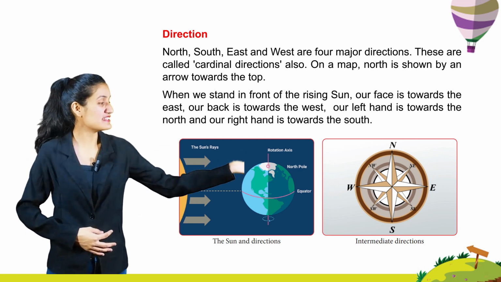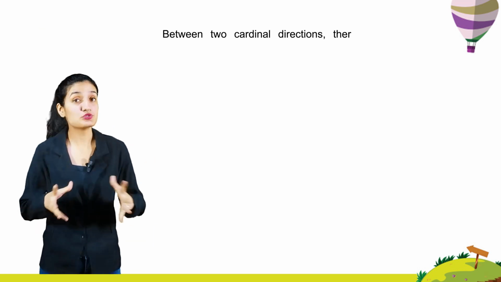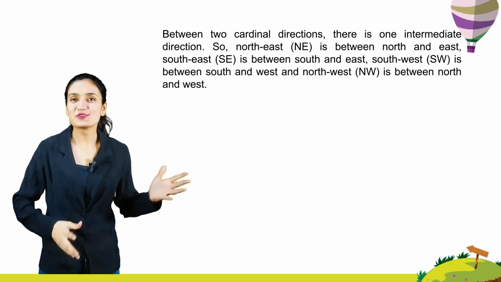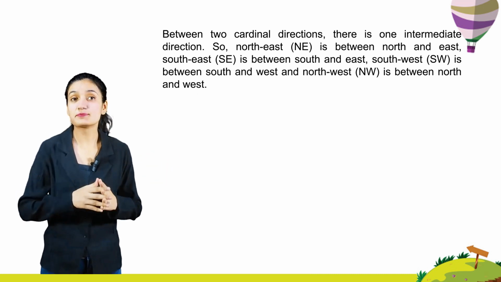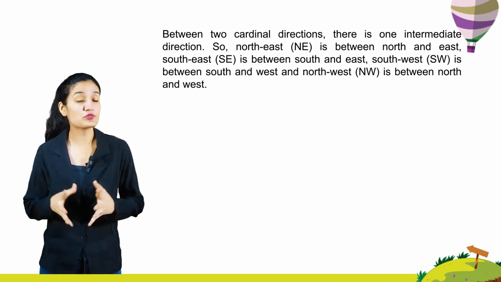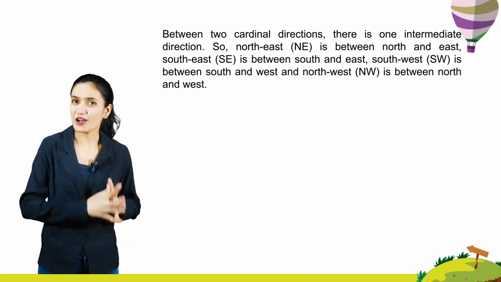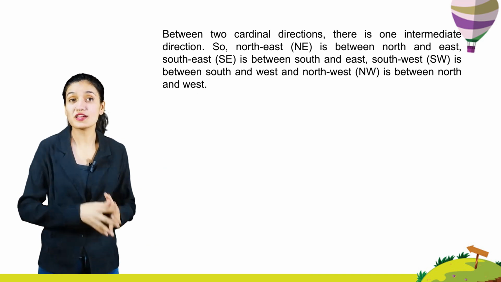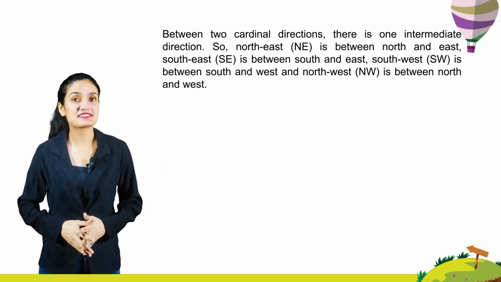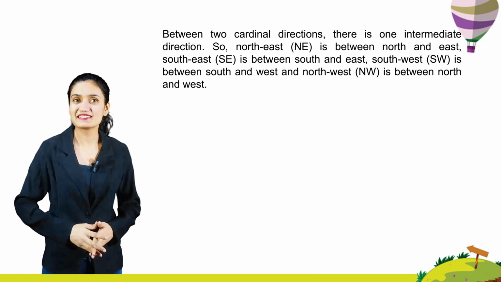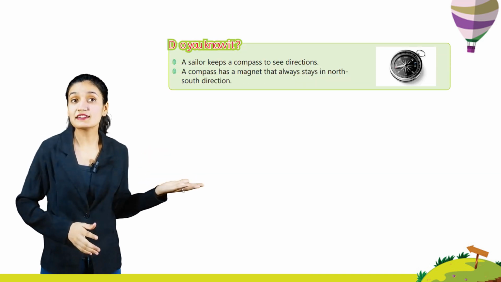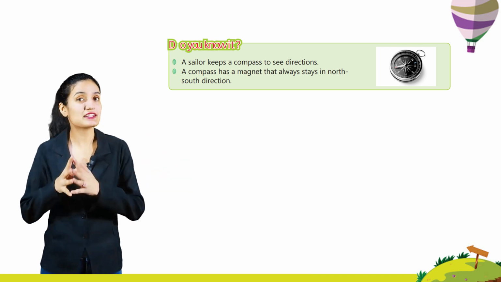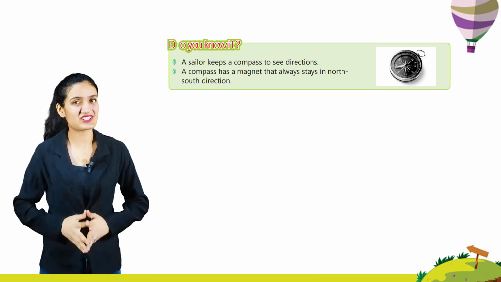And here, intermediate directions. Between two cardinal directions, there is one intermediate direction. So, northeast, NE, is between north and east. Southeast, SE, is between south and east. Southwest, SW, is between south and west. And northwest, NW, is between north and west. Kids, do you know? A sailor keeps a compass to see directions. A compass has a magnet that always stays in the north-south direction.